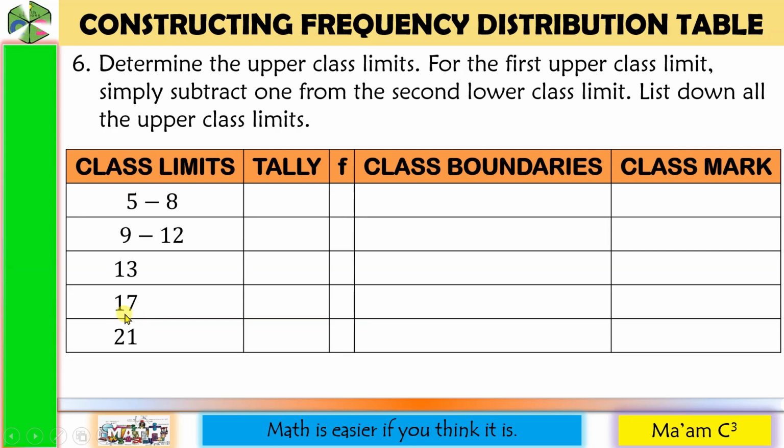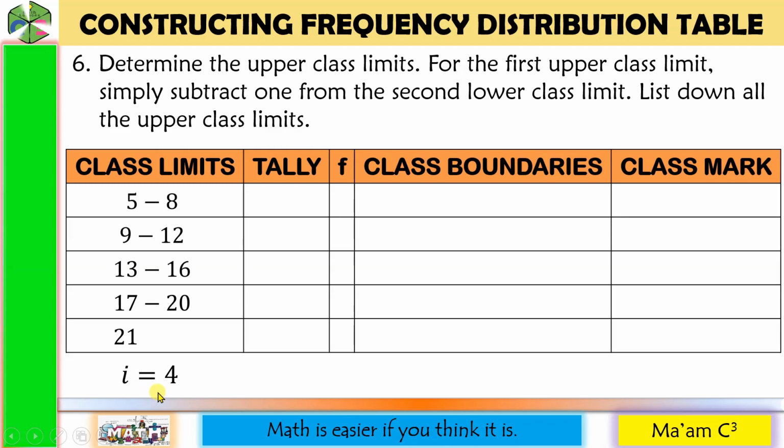17 minus 1 is equal to 16, so this is 13 to 16. The next upper class limit is 21 minus 1, so that would be 20. Now, how about this one? We do not have the next lower class limit here. So what we are going to do is recall our class width. I is equal to 4.